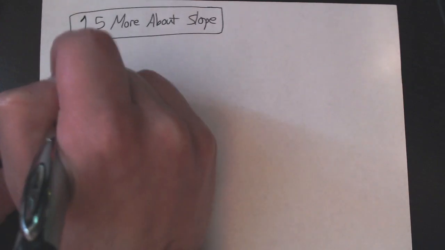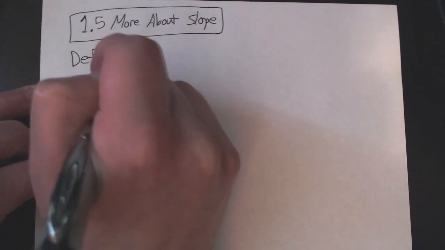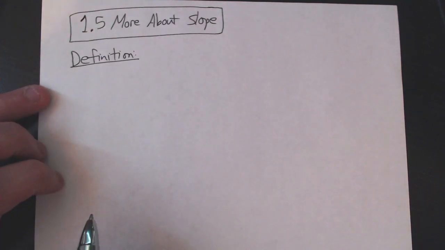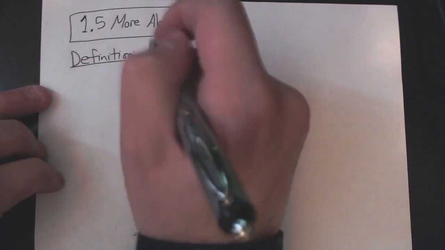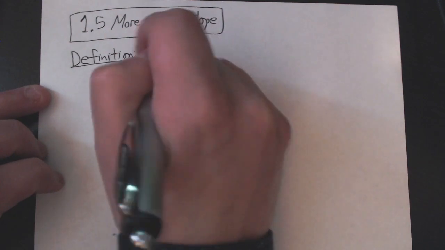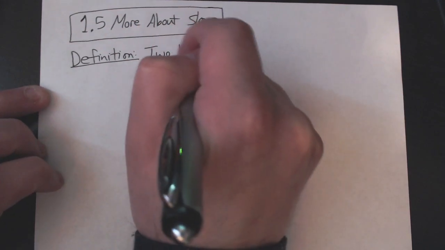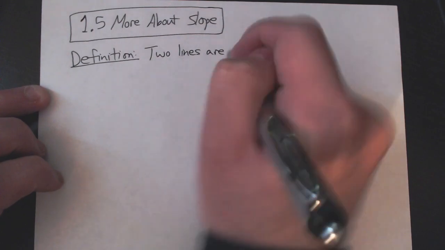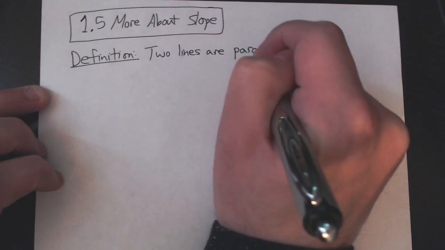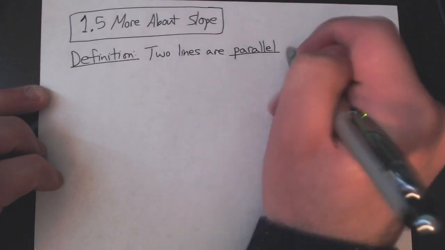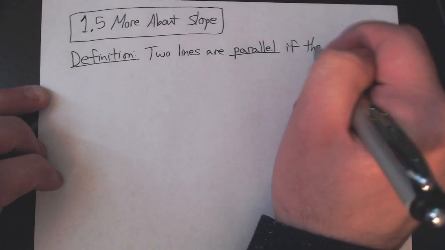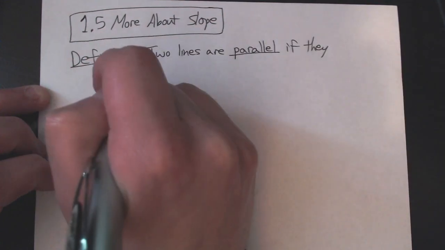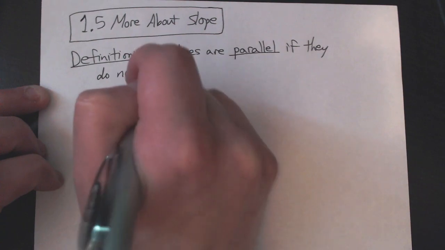Sections. So let's start with a definition. We already know all about slope and different forms of the equation of the line. So we're going to say two lines are called parallel if they do not intersect.